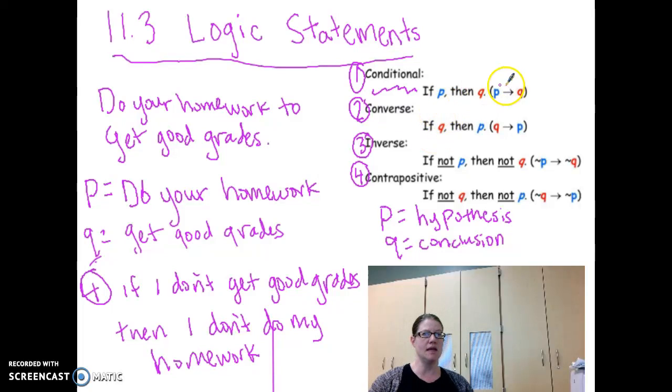So whatever your statement is originally, if this happens, then this happens. The converse just simply switches P and Q. So whatever was the if statement before is now the then statement, and whatever was the then statement is now the if statement. The inverse is a little bit different. It negates both P and Q. So it's the opposite. If the opposite of P happens, then the opposite of Q will happen. And the contrapositive does both. It switches the if-then statement around and then also negates both of them.